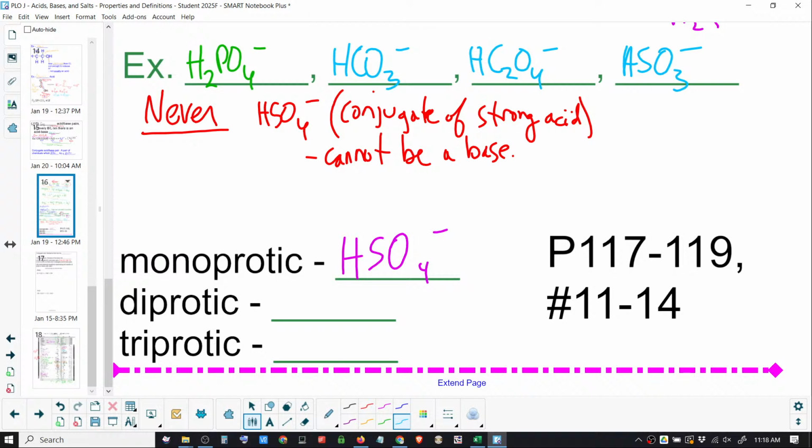A diprotic acid. H2SO4. A little trickier now. You got to see if on your table you can find a triprotic acid. I'm going to say you're not allowed to give me citric acid. Evan. Do you have your table in front of you? No. Ah, well that would be what? Okay. Oh no, I'm asking you. You already gave me citric acid, which is why I picked this one.